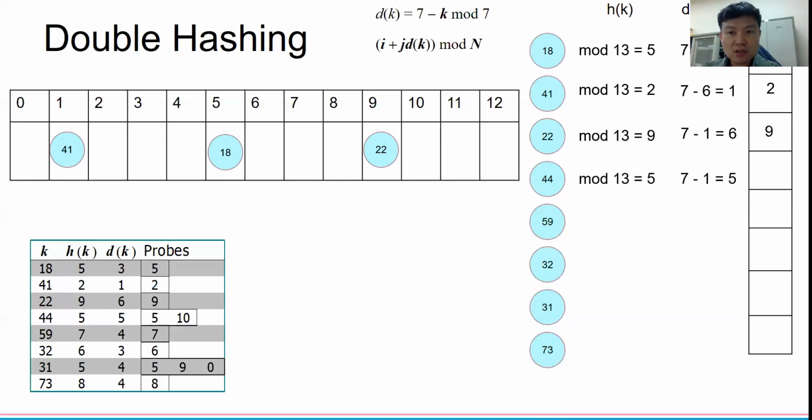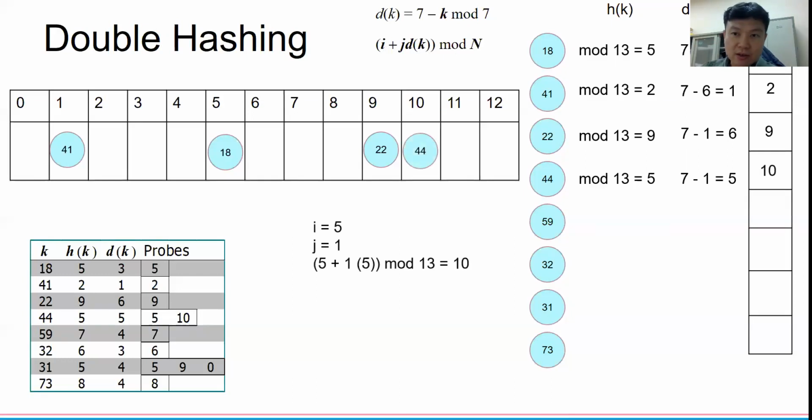44 mod 13 is 5. Oh, 5 already has a value. But what about the TK? The TK also has a value of 5. So how can we deal with this problem? In this case, because we have the TK of 5, we can just use this formula: I plus j TK mod n. So I refers to the value that you have in the HK.